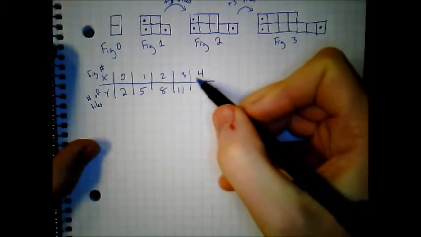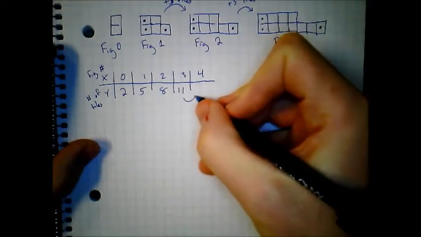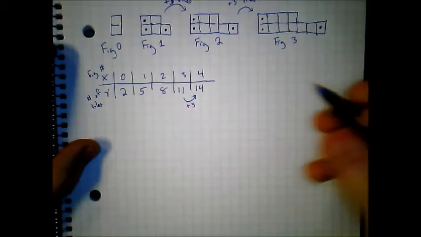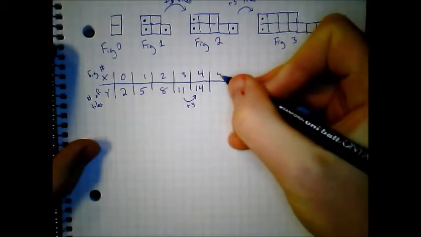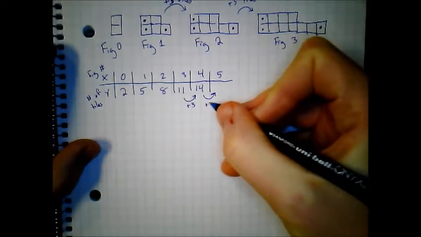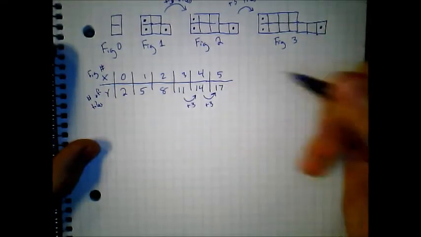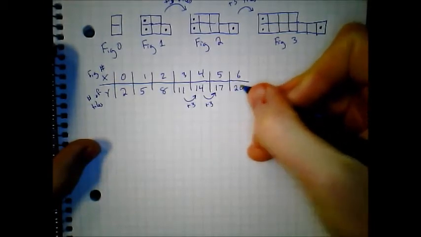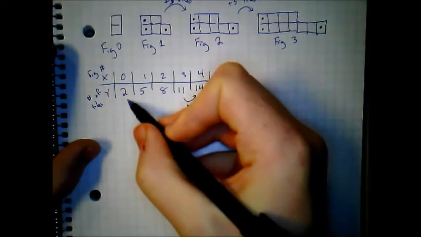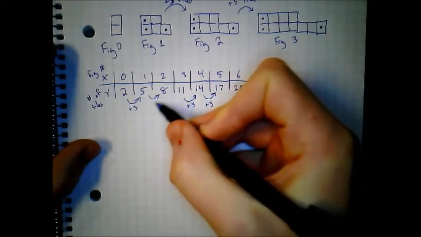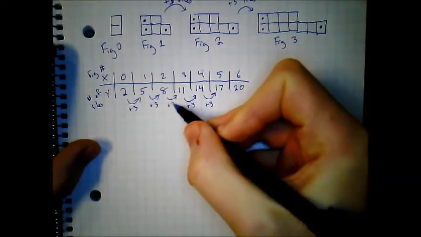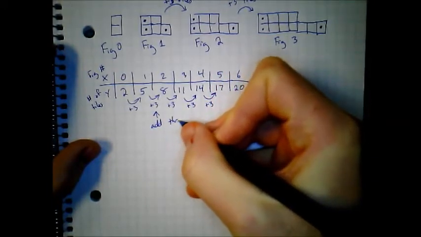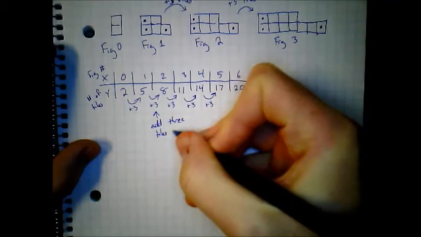Now we know from our pattern that we're adding 3 tiles each time. So we know that figure 4 is going to have 3 more. We're just going to keep adding 3. And figure 4 is going to have 14 tiles. We do the same thing. Let's go to figure 5. Well, we're going to add 3 more tiles again. This is going to have 17 tiles. And figure 6, 20, because we're just adding 3 tiles each time. That's what this means. We're adding 3 tiles each figure.